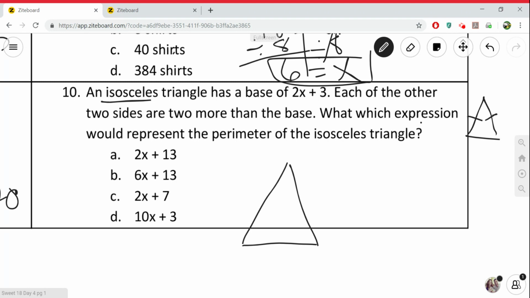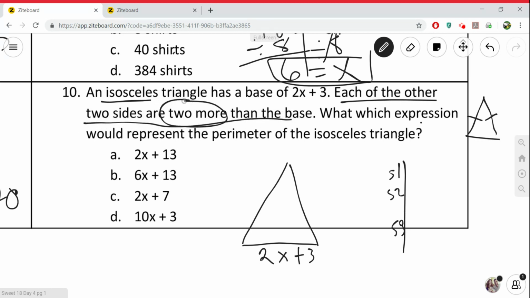So we're adding up all the sides. So I've got side 1, side 2, and side 3. So the base is 2x plus 3. And then it says each of the other sides are 2 more than the base. So I've still got the same base plus 2 extras. So it's 2x plus 3. That's the same thing. And then plus 2 more. This is 2x plus 3 and plus 2 more.